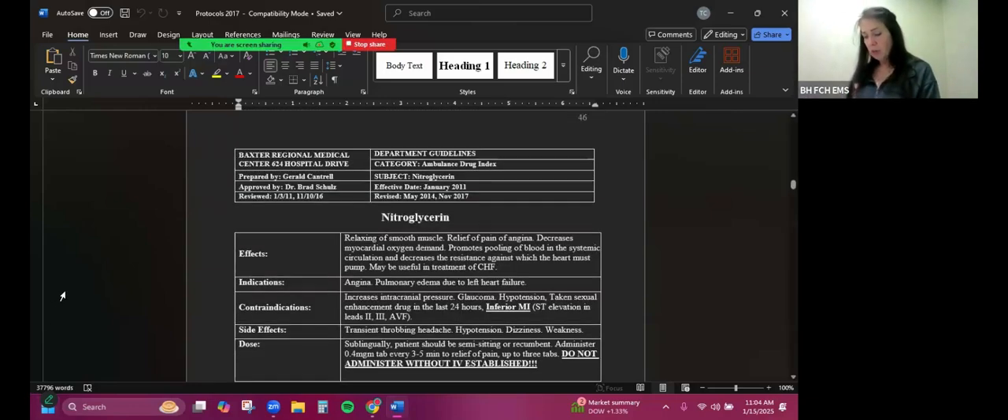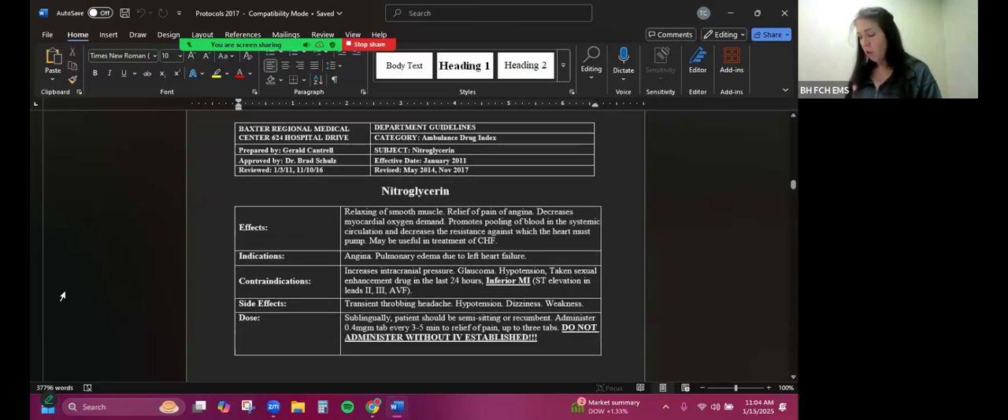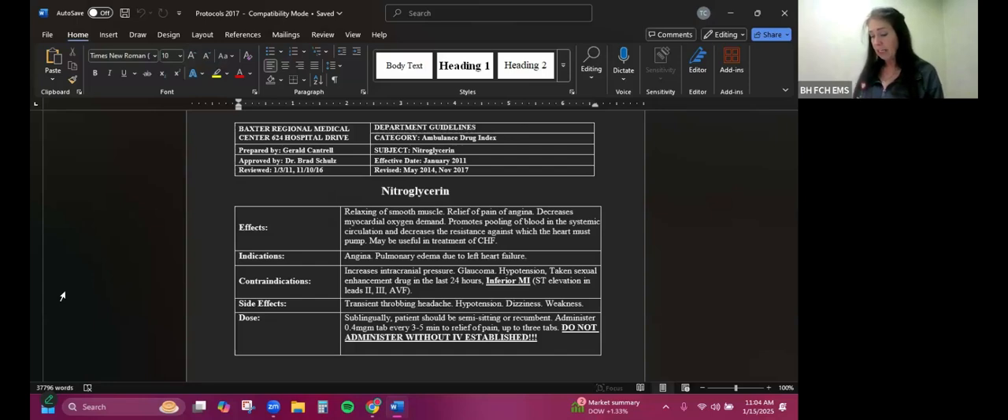Nitro, everybody's familiar. Increased cranial pressure, glaucoma, and hypotension are the contraindications. With an inferior MI with ST elevations in leads 2, 3, and aVF, do not give nitro. It relaxes the smooth muscles, relieves the pain of angina, decreases myocardial oxygen demand, promotes pooling of blood in the systemic circulation, and decreases the resistance against which the heart must pump. And it may be useful in CHF.